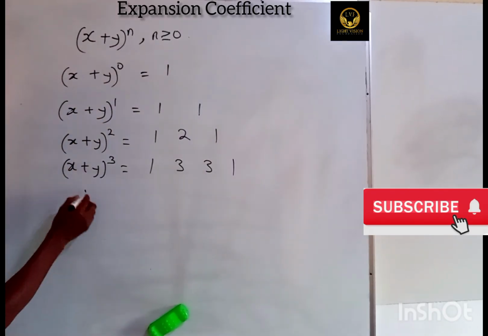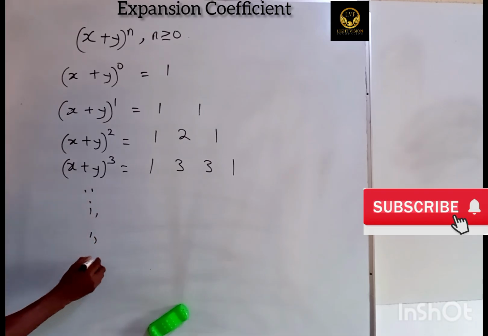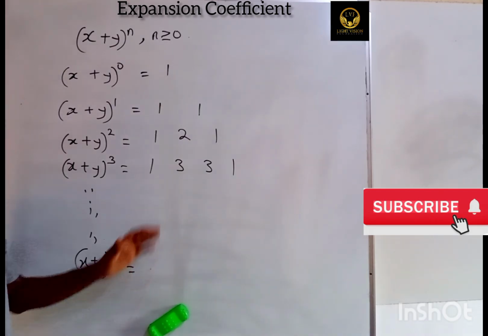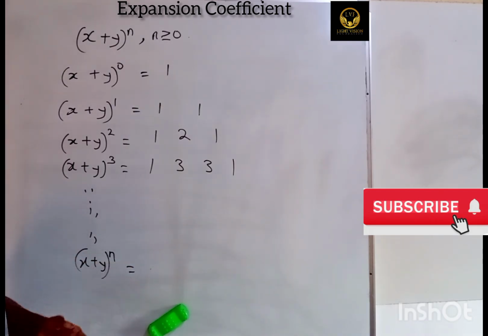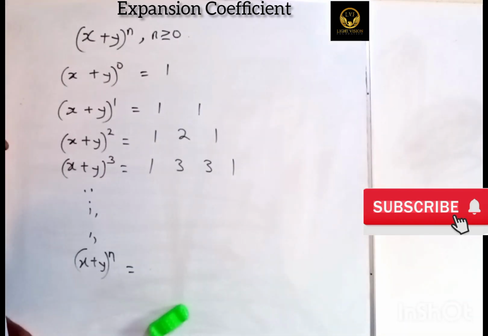Now you can do this down to x plus y raised to power n. The beauty of this is that we can form the coefficients of the higher power even though we don't expand it. This idea is known as the Pascal triangle. Now what does the Pascal triangle say?